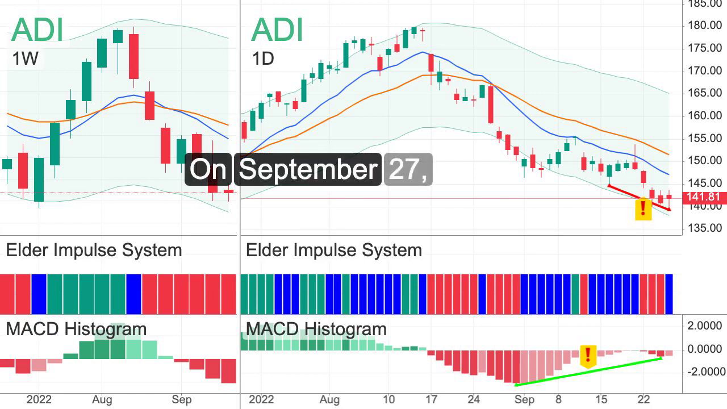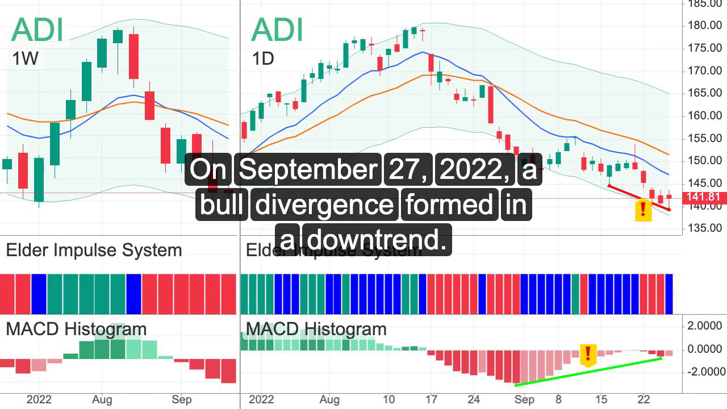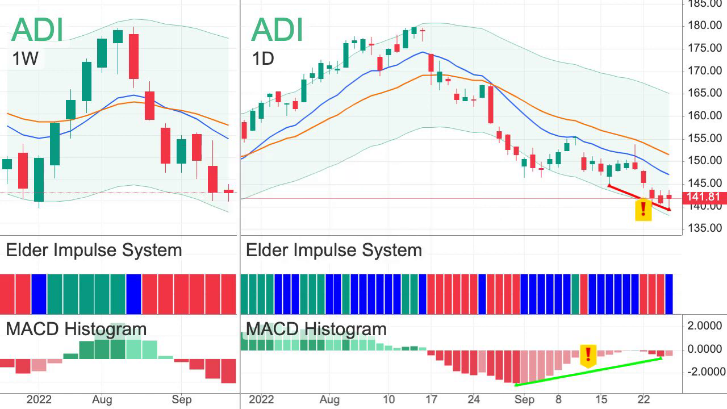On September 27, 2022, a bull divergence formed in a downtrend. This is a strong buy signal. There is a first light bar on the histogram. Now it's time to find an entry point. It is recommended to wait for a blue or green bar on an Elder impulse system.